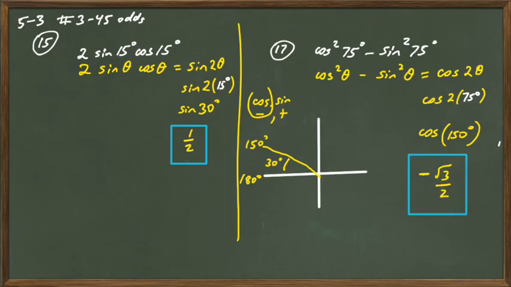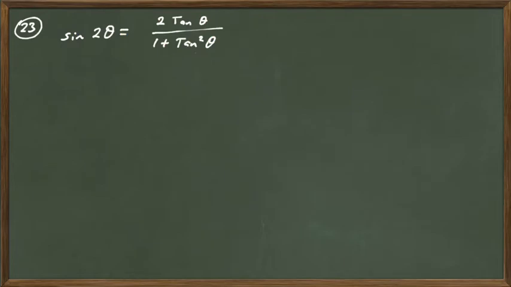Okay, here's 15 and 17. If I go to the next group of problems, it is an identity. And when you get to an identity, you're trying to verify the identity. So let's see what we can do here. Sine of 2 theta. Do we know what that equals? I believe it's 2 sine theta cosine theta.